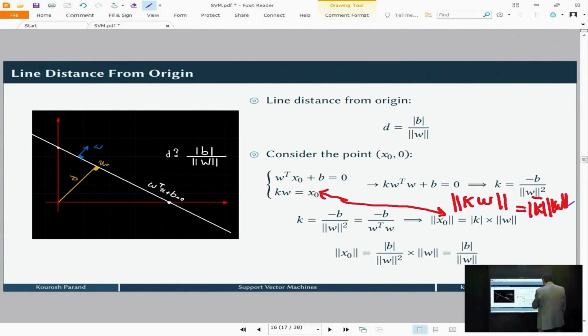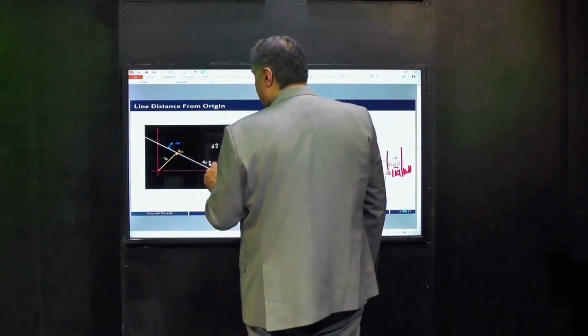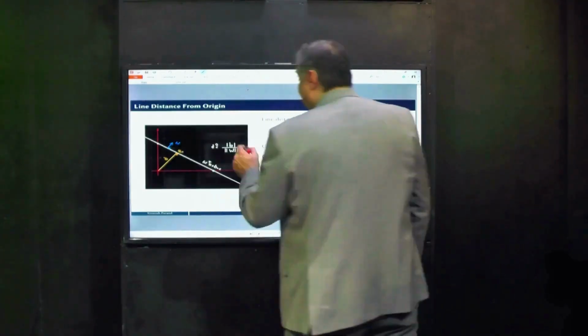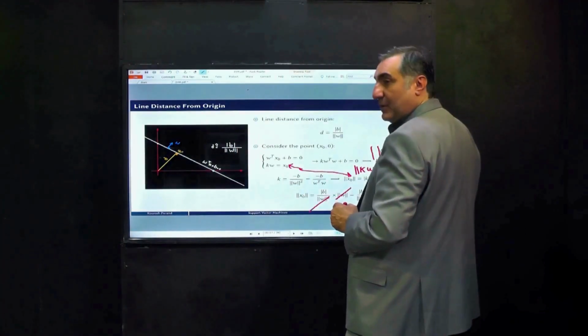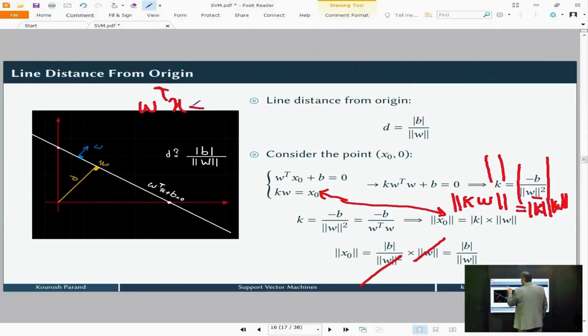We substitute it, take the absolute value, and as you can see here, we get the absolute value of b, since the norm is a positive value. So, as you are aware, this w cancels with one of these w's, and we get the absolute value of b over the norm of w. So, if we have w transpose x plus b equals 0, its magnitude becomes the absolute value of b over the norm of w. Now, for example, if this becomes w transpose x plus b equals 1, it's very clear.